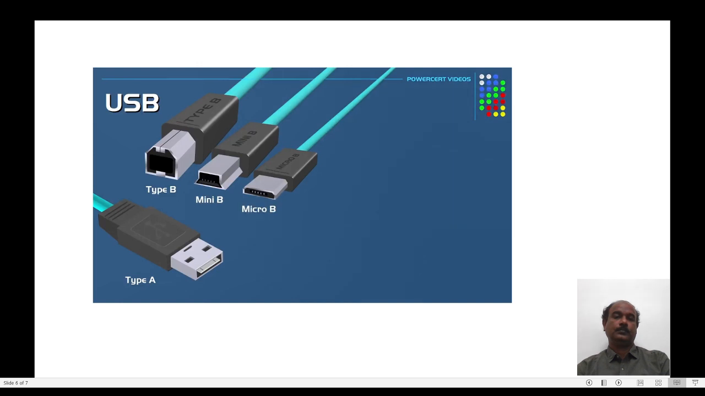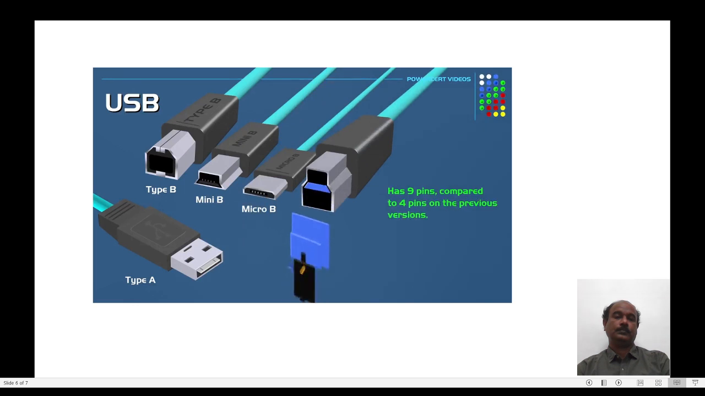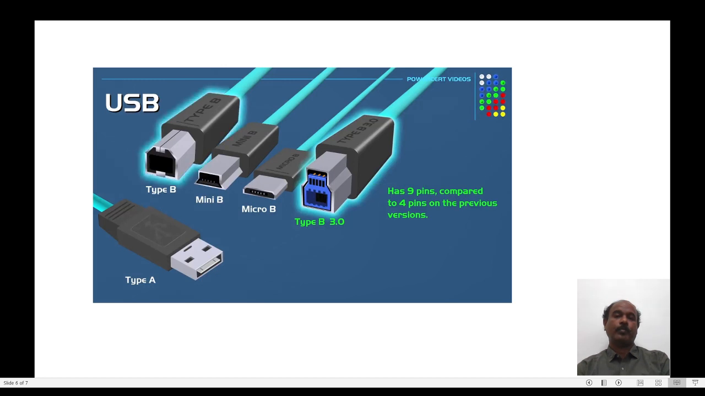There is also the USB 3.0 Type B connector. The Type B 3.0 has 9 pins compared to 4 pins in the previous versions, and this allows for higher transfer speeds and to supply power to a peripheral. Now, to make room for the pins, the Type B 3.0 is larger and has a different shape than the 1 and 2.0 versions. So, the Type B 3.0 connector will not fit into devices that are made for USB 1 and 2.0 because of its larger size.